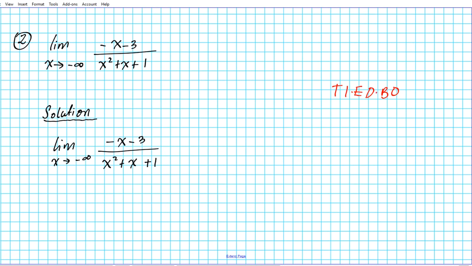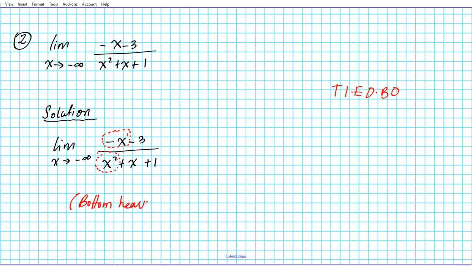So what we'll do is we'll take a look at the degree of the numerator, the leading term, which is negative x to the first. So the degree of the numerator is 1. And then the degree of the denominator is 2. So what does that tell us? It tells us that this is bottom heavy. This is a bottom heavy scenario. Just like the other one that we did was top heavy, this is bottom heavy.